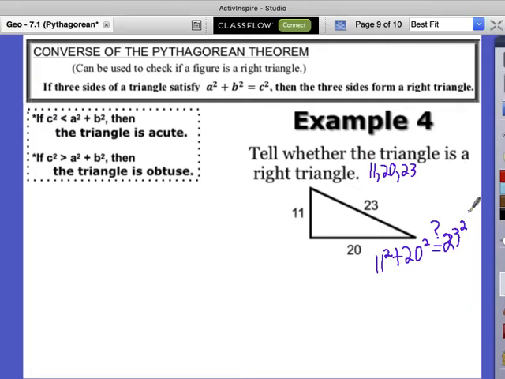We're asking ourselves that question. We're saying, hey, does this equal? This is still the Pythagorean theorem, a squared plus b squared equals c squared. This time we're plugging in three sides and seeing if it's true. If it's true for this, it's a right triangle. If it's not true for this, it's not.